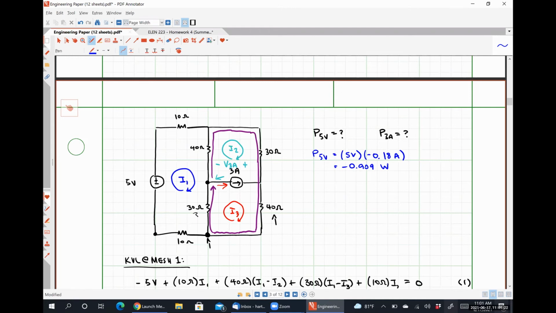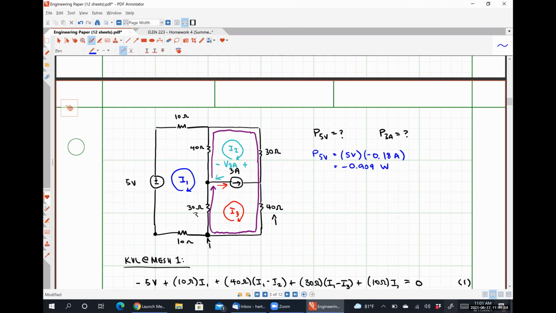So for the power supplied by the 3 amp source, excuse me, this one is going to be a little bit trickier. We obviously know what the current is, but finding the voltage is going to be a little difficult. And it's a very, very small amount of difficulty if we think about things, okay?